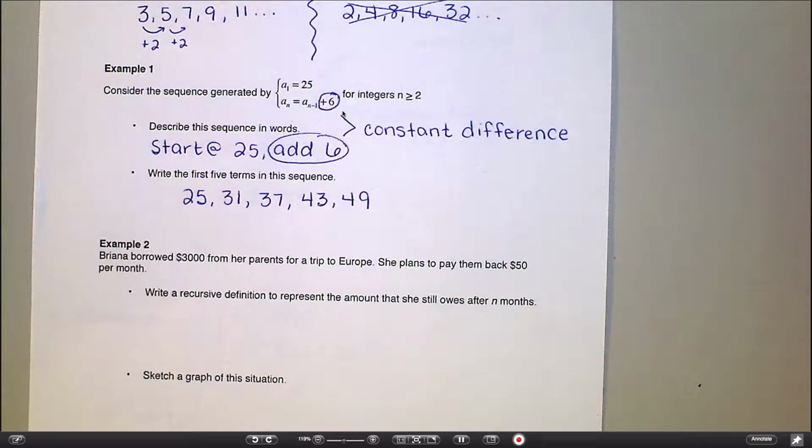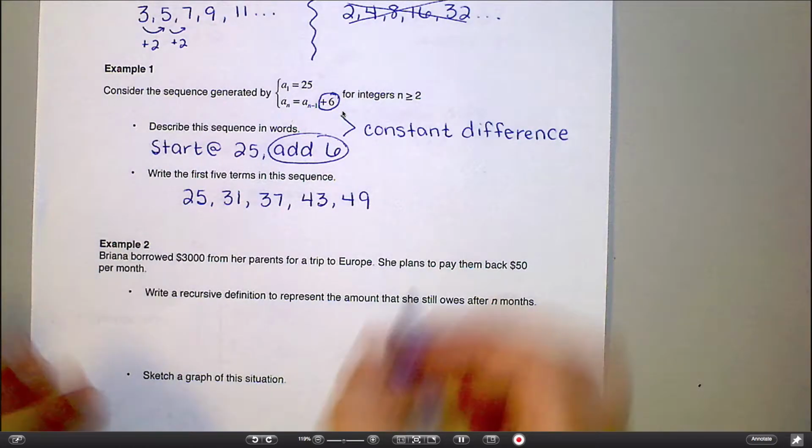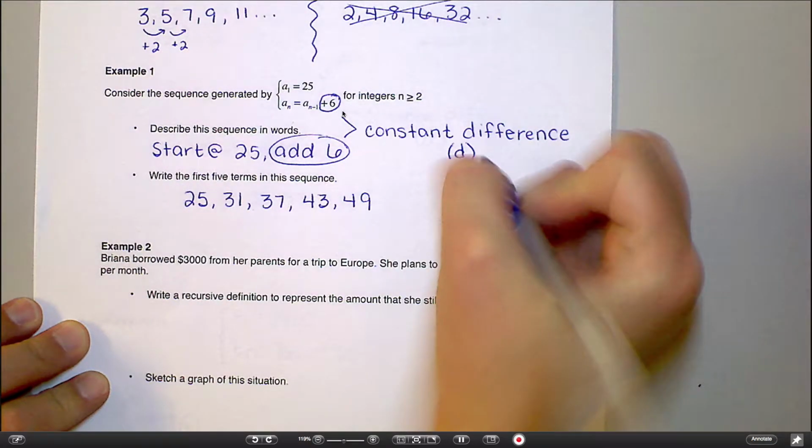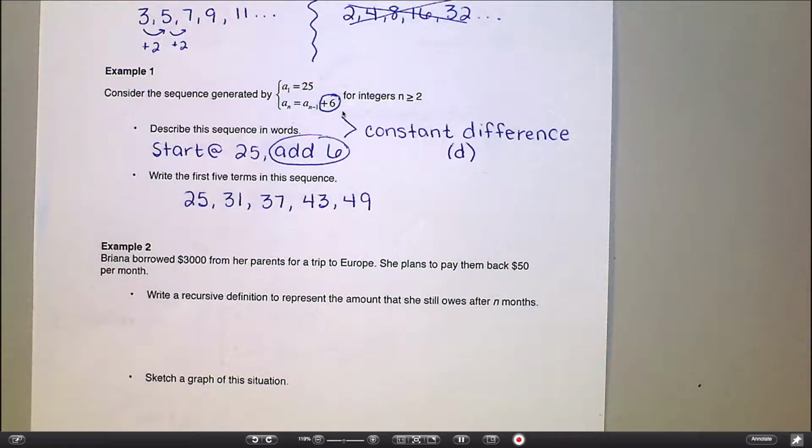Does that make sense? So it's always going to be called a constant difference. And you always want to assume it's addition. And then if I want you subtracting, we'll just make it negative. Okay? And then also, I don't think this actually comes up today, but just so you recognize it for tomorrow, we're going to use the letter D to represent that constant difference when we write formulas.